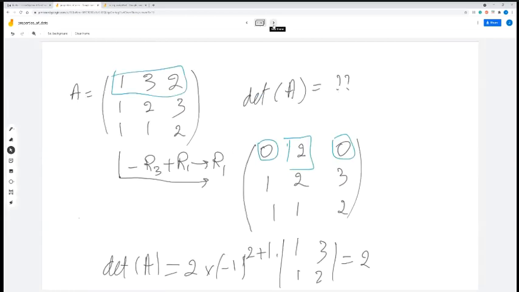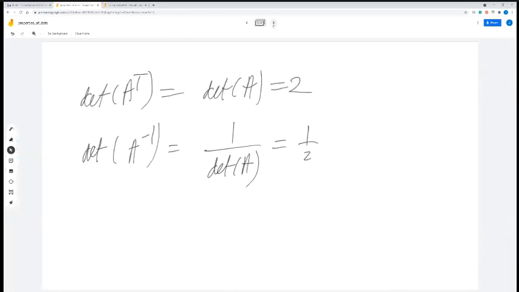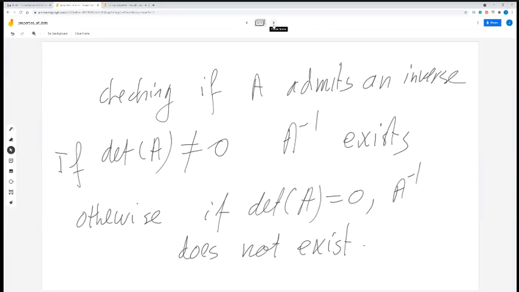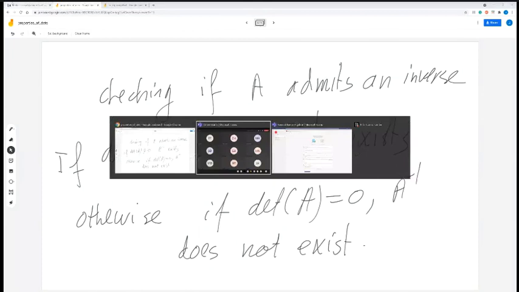So in other words, if you want to check whether the inverse matrix exists for any given matrix, you begin by calculating its determinant. If the determinant is equal to 0, there is no inverse. If it's different from 0, there is an inverse. Okay? Questions?